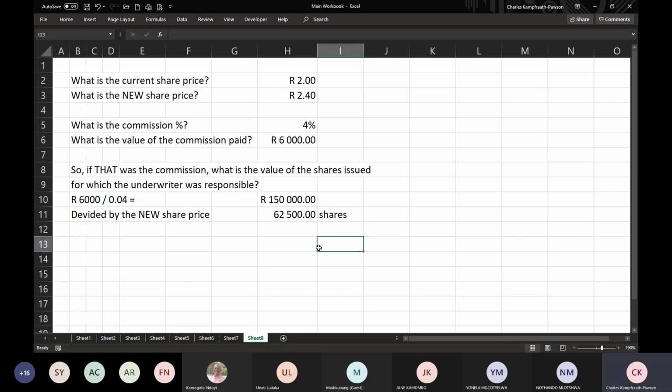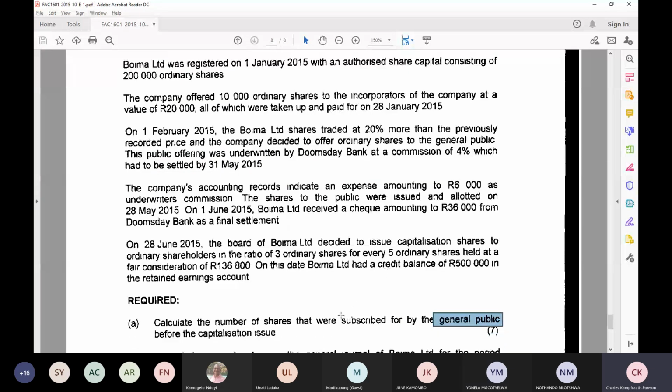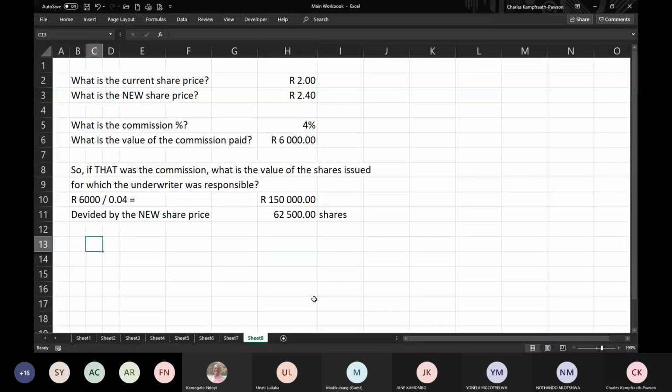Does that make sense what I've just done there? Yes, I got the same. Okay, brilliant. So that is what was the general issue. But what did the question ask? What is the number of shares that were subscribed for by the general public? So how many shares did the underwriter take up?